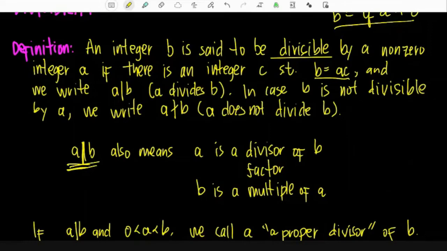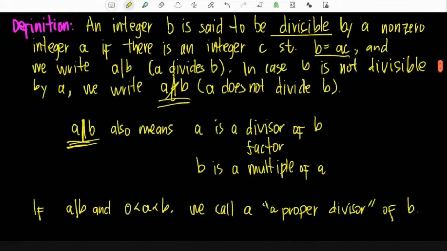Now, in the case that A does not divide B, nilalagyan mo lang ng slash. And always naman in mathematics, we use slash to mean not. So if A does not divide B, or B is not divisible by A, then we use the symbol A does not divide B.